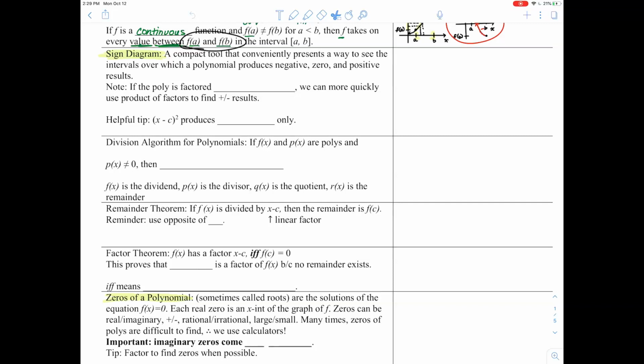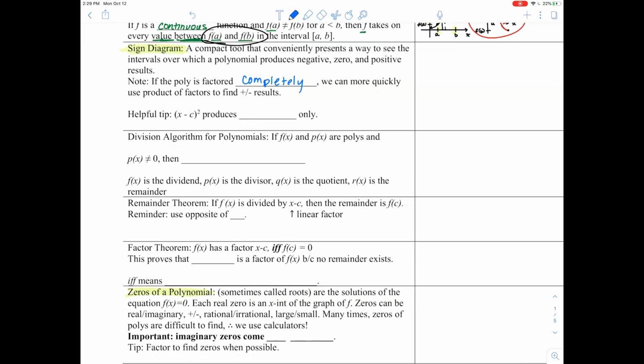So a sine diagram is a compact tool, easy to use once you learn to use it, that conveniently presents a way to see the intervals over which a polynomial produces negatives, zeros, and positive results. Note, if a polynomial is factored completely, we can more quickly use the product of factors to find positive and negative results. Sometimes it's impossible to factor. Some polynomials are really hard to factor, but we're going to give it a go anyway.